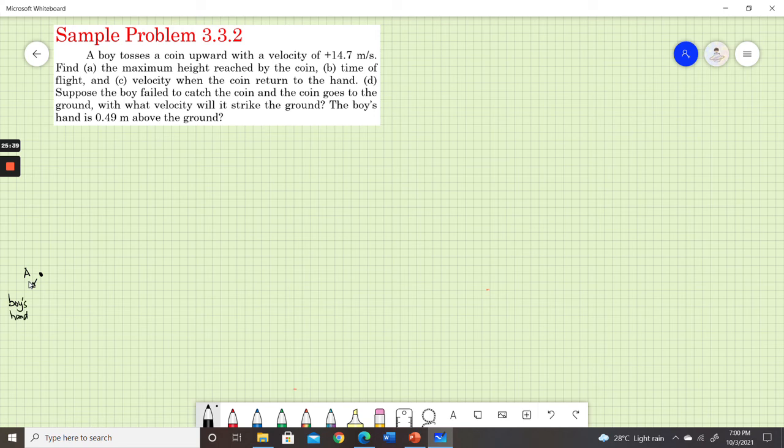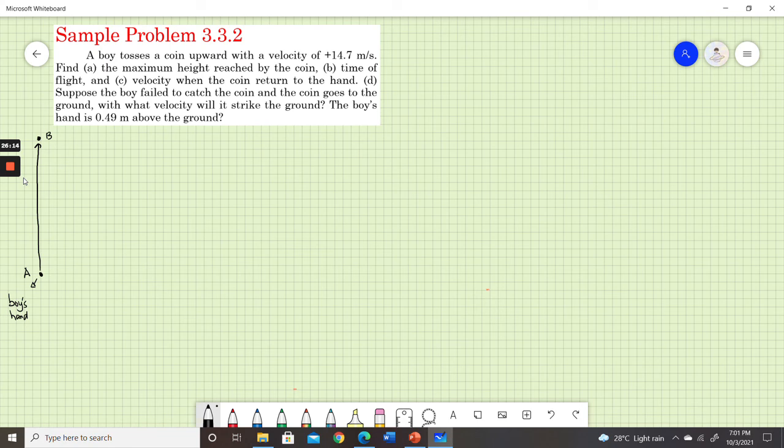And the boy tosses a coin upward with a velocity. So the boy tosses a coin going up. And let's use this point right here, this maximum height, as point B. The boy tosses a coin upward with the initial velocity. So this is the velocity that the coin was released, positive 14.7 meters per second. As you can see, the velocity is positive because the velocity is moving up.